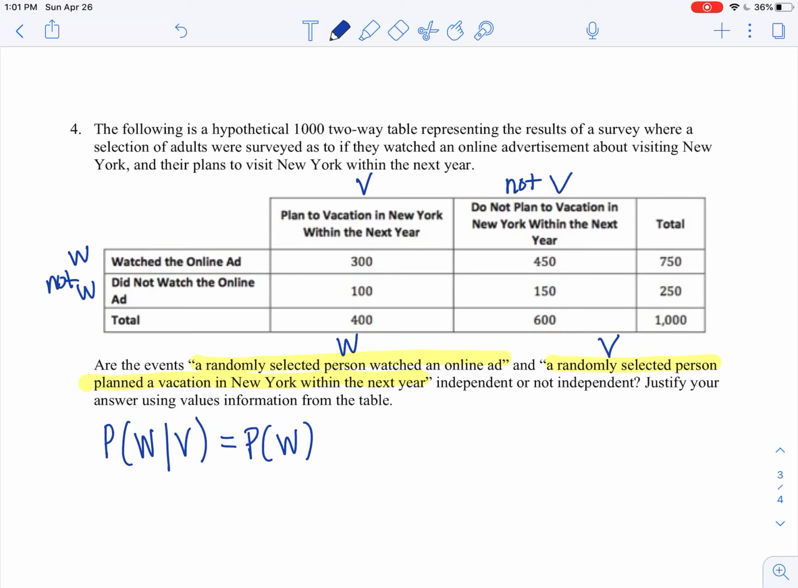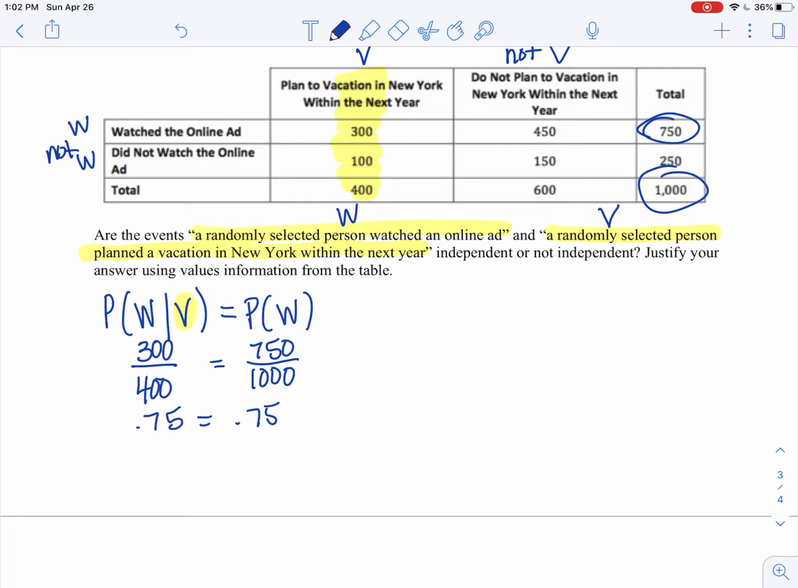So probability of W given V. Okay, my given is V, so I go to my V row or column. Out of those 400 people, how many watched the ad? That would be 300 out of those 400 people. What are the chances that someone watched the ad in general? That's 750 out of 1,000. So you can see either way, these both come out to be 0.75. So it doesn't matter if I'm choosing specifically from the group of people who are vacationing or I'm choosing from everyone, the chances of getting W are the same no matter what. So therefore, these events are independent of each other. The chances of one do not affect the chances of the other.